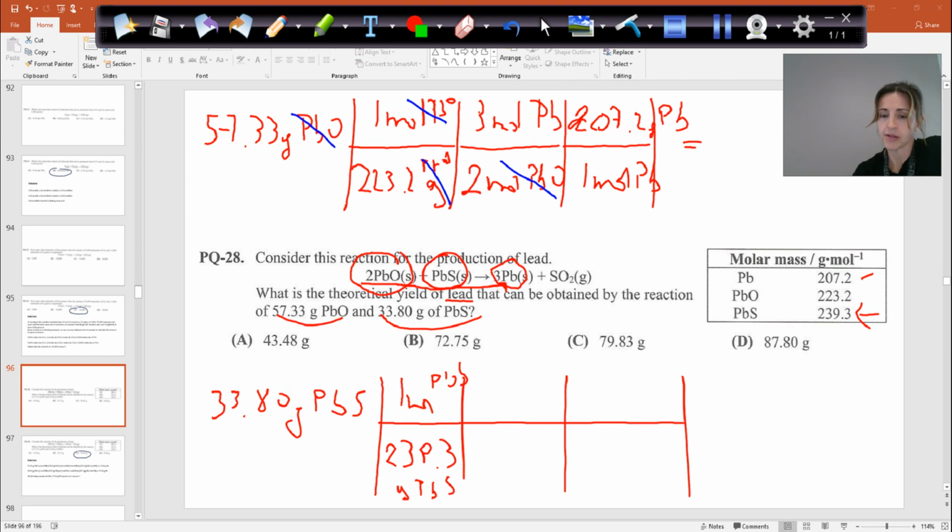And what's the middle? So now we are going from PbS to Pb, right? So it's a 1 to 3. The top is still lead, so the top doesn't change. It's still 3 moles of lead. But the bottom needs to cancel out with the moles of lead sulfide. So 3 moles of lead for each 1 mole of lead sulfide.